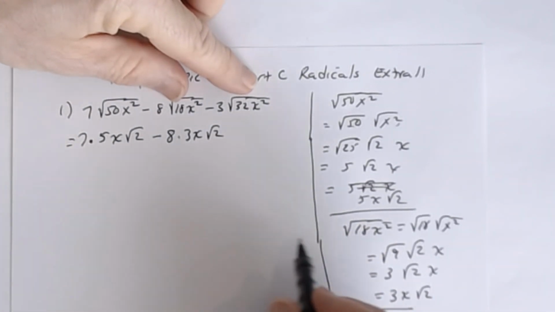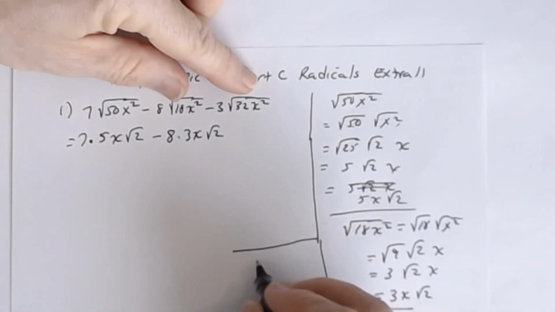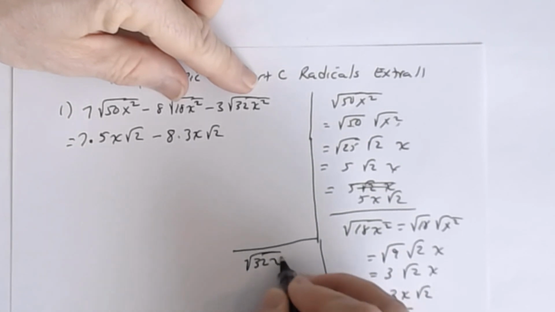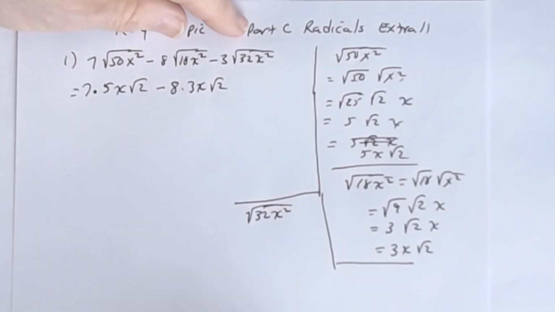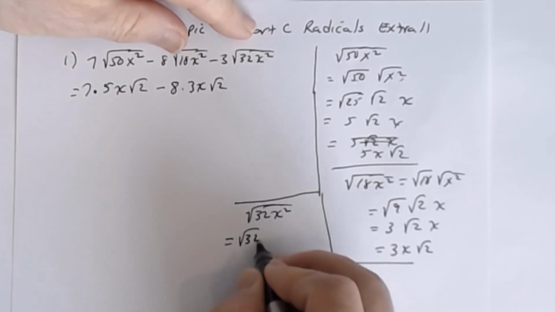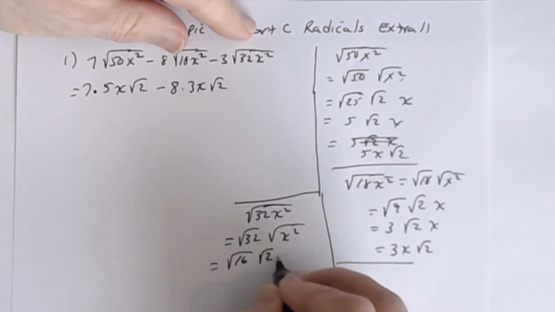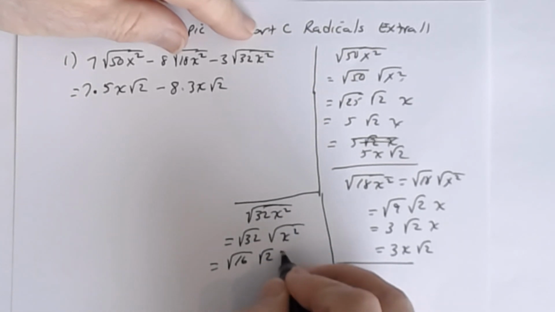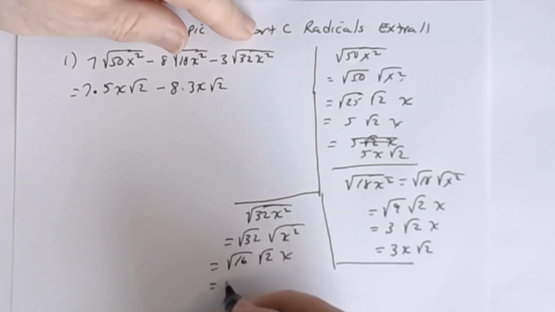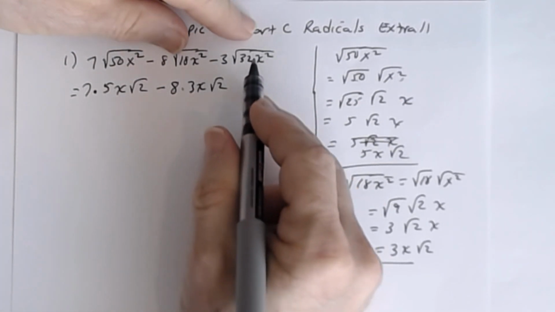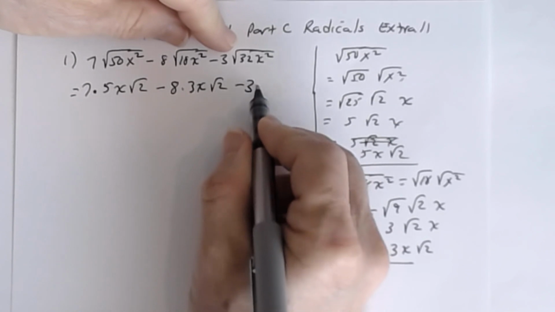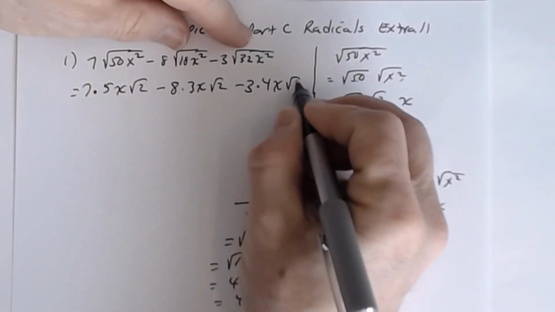The next one, I have the square root of 32x squared. I can rewrite this as the square root of 32 times the square root of x squared. The largest perfect square that goes into 32 is 16. So I can rewrite this as the square root of 16 times the square root of 2. The square root of x squared is x, and the square root of 16 is 4. Simplifying and rewriting, I get 4x square root of 2. And that's going to go here. But don't forget, that's being multiplied by 3. So you subtract 3 times 4x square root of 2.